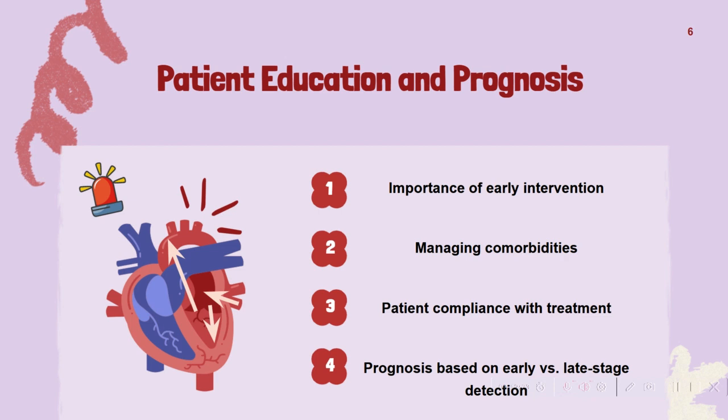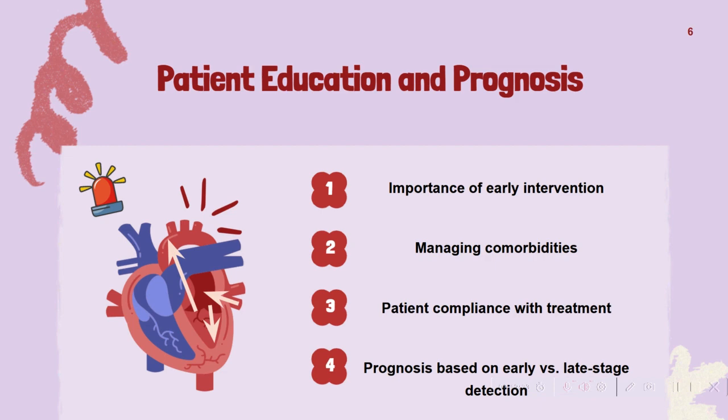Furthermore, patients must understand how CAD often coexists with comorbidities like hypertension, diabetes, and obesity, and that controlling these conditions is essential in reducing overall cardiovascular risk. Patient compliance with treatment plans is another critical factor influencing long-term outcomes. Adhering to prescribed medications, attending regular follow-ups, maintaining a heart-healthy lifestyle, and understanding warning signs can help prevent disease progression.